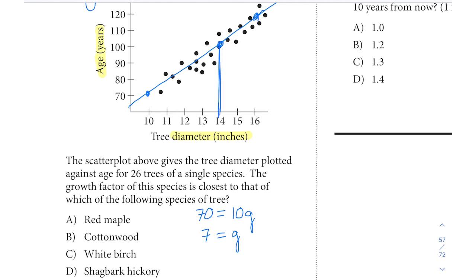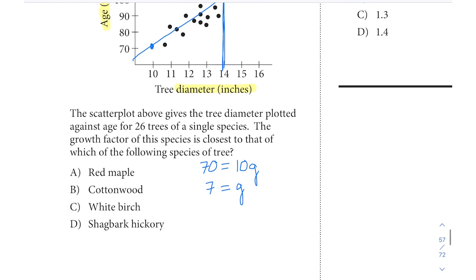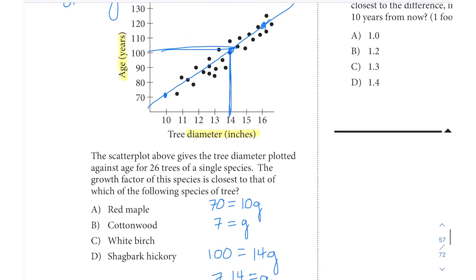It looks here like when our tree diameter is 14, our age is about 100. So if we apply that same equation again, if we have 100 for our age and 14 for our diameter, let's see what that growth factor comes out to if we divide those. This would be pretty close to 7 as well. This comes out to 7.14 and change. And so we're probably confident enough there. If you wanted to pick one more, you could.